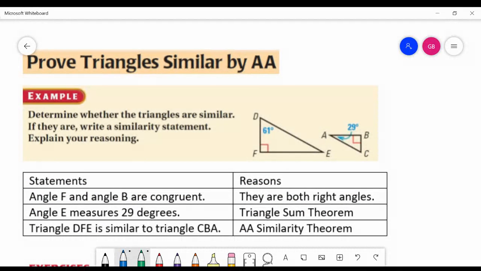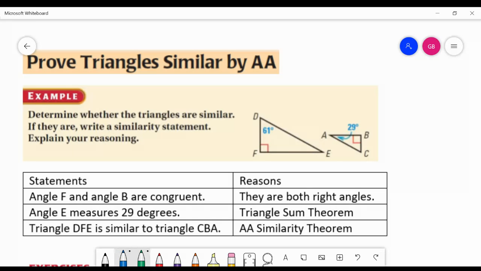Okay, now we get into some proofs here. Here's an example. Remember you need to give your statement and your reasons. Here we can see that angle F and angle B are congruent because they're both right angles. Angle E measures 29 degrees because I used the triangle sum theorem. I subtracted 90 and 61 from 180 to get 29.